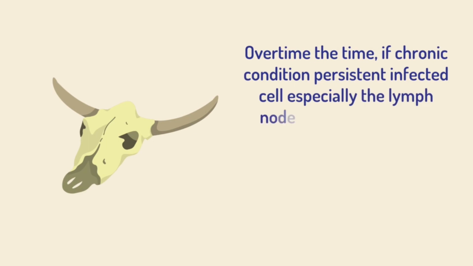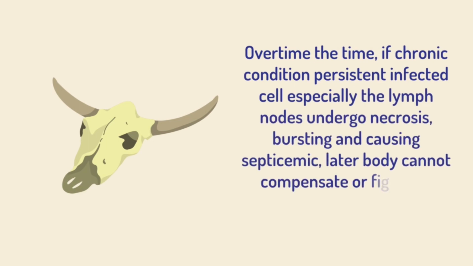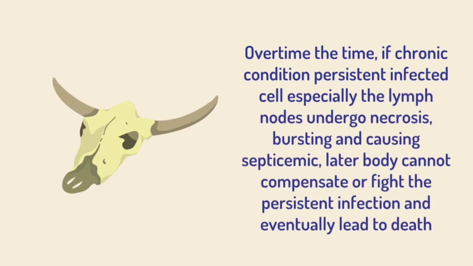Over time, if the chronic condition persists, infected cells, especially in the lymph nodes, undergo necrosis, bursting and causing septicemia. Later, the body cannot compensate or even fight the persistent infection and eventually leads to the death of the animal.